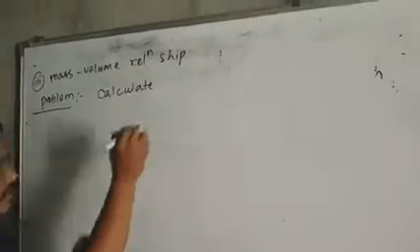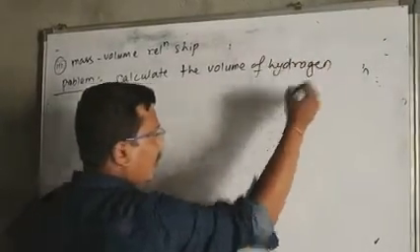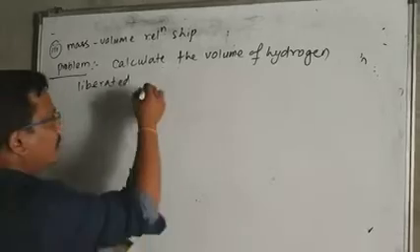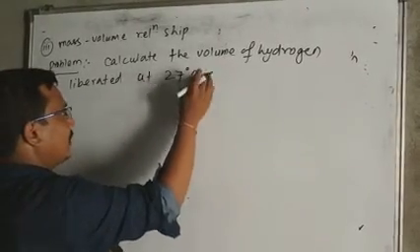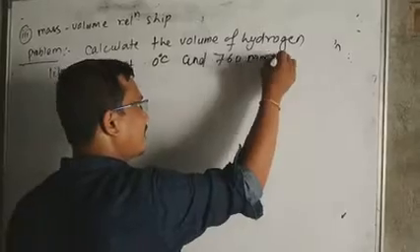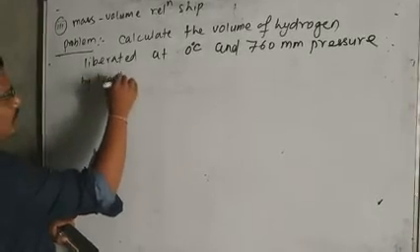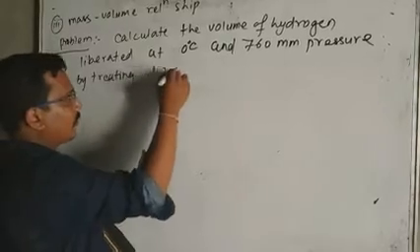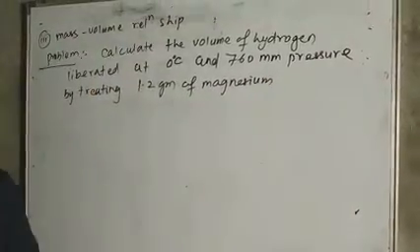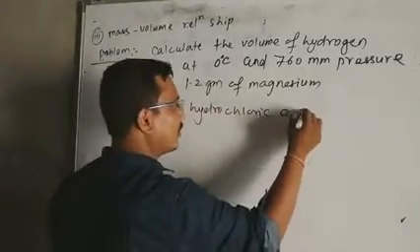Calculate the volume of hydrogen liberated at 27 degrees centigrade, at 0 degree centigrade and 760 mm pressure, by treating 1.2 gram of magnesium with excess hydrochloric acid. This is your problem.